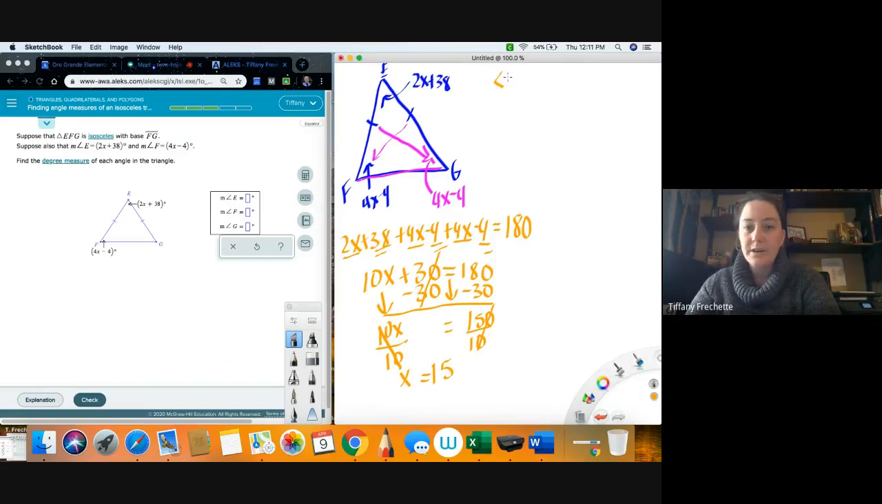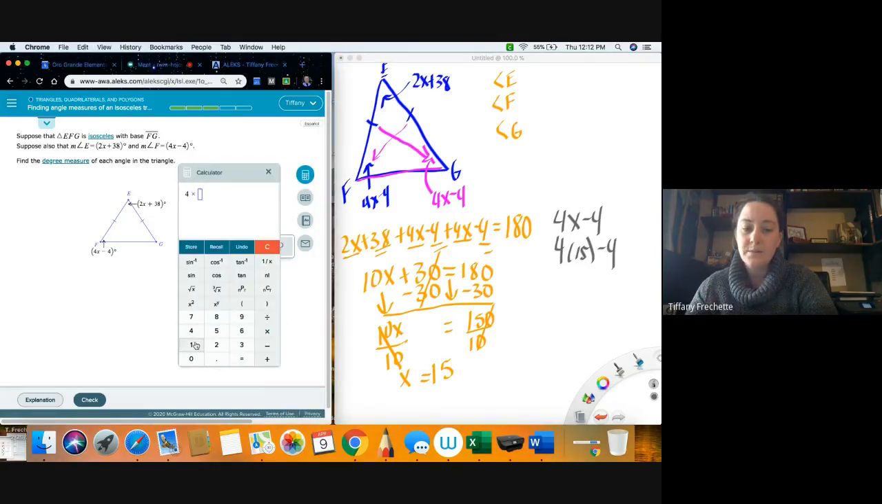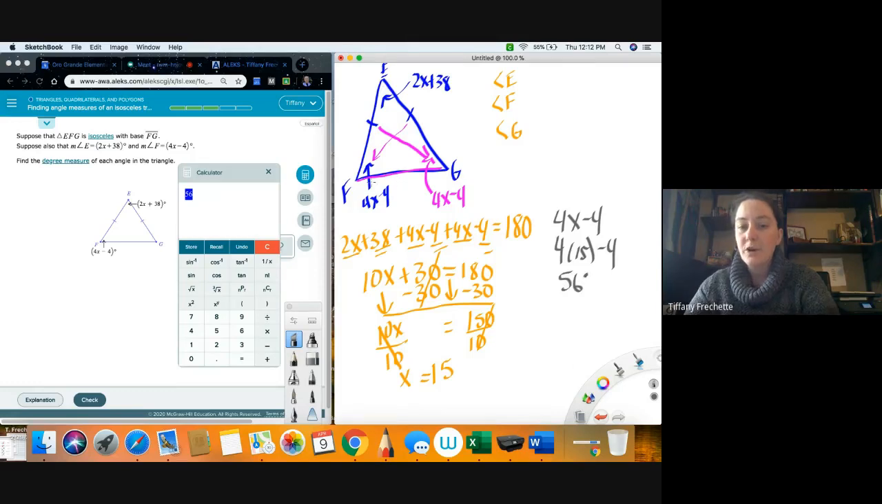They want to know what is angle E, what is angle F, and what is angle G. I'm going to switch this up. So we know what x is. These are the exact same. I only have to do it once. 4x minus 4. So instead of x, I'm going to plug in 15 minus 4. So we can grab our calculator here. 4 times 15 minus 4 is 56 degrees. So both the bottom, the F and G, have to equal 56 degrees.